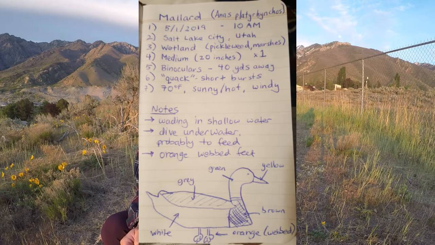And then next I put what my environment was that day. So I put the temperature, I say whether it was sunny or cloudy or rainy, as well as if it was hot, cold, and if there was any wind. Then I put a couple of notes about the bird, if I saw anything about its behavior or anything special about that day in particular.